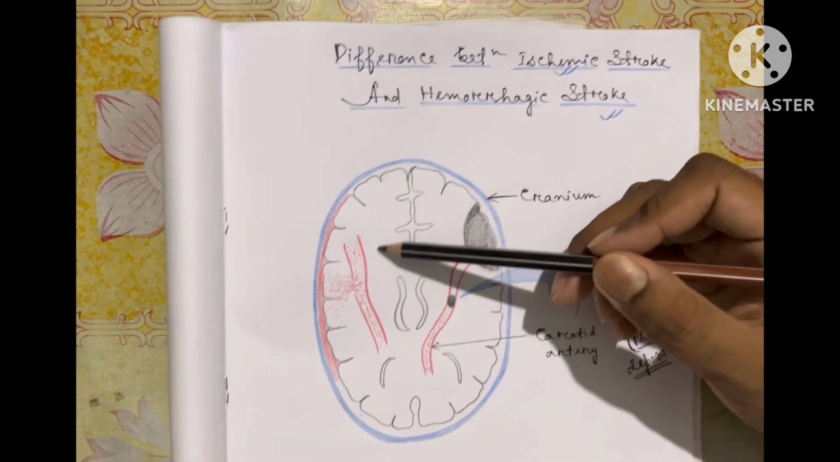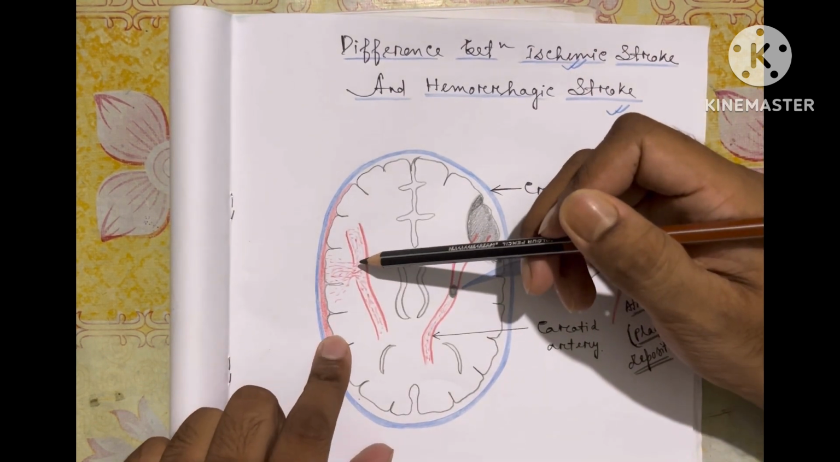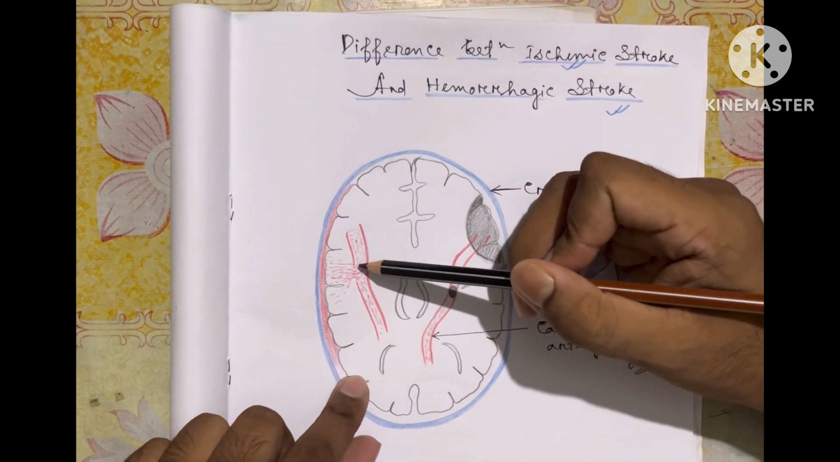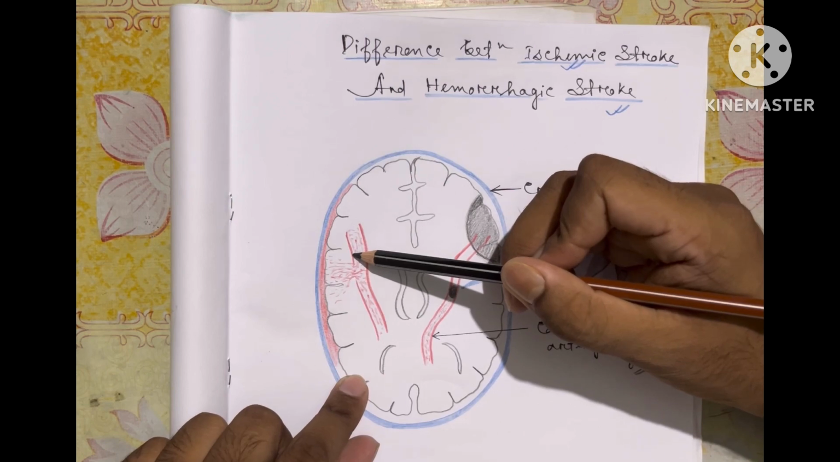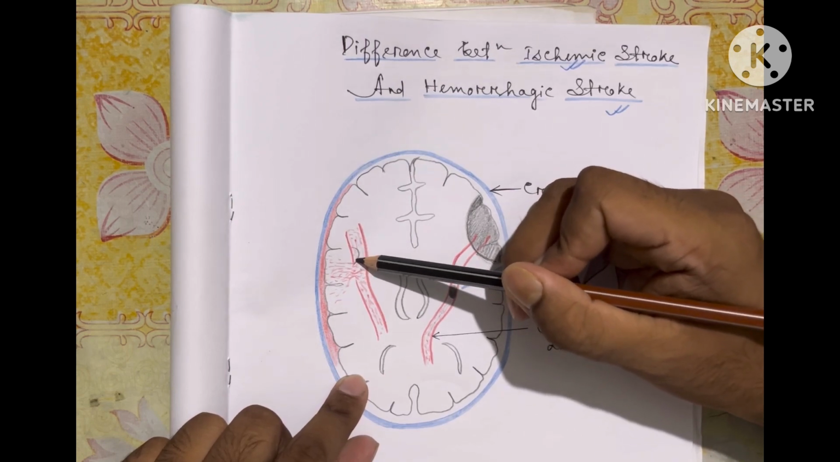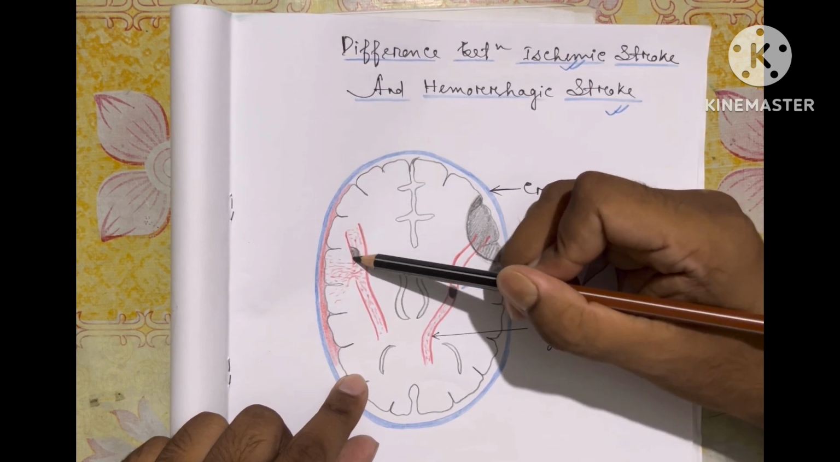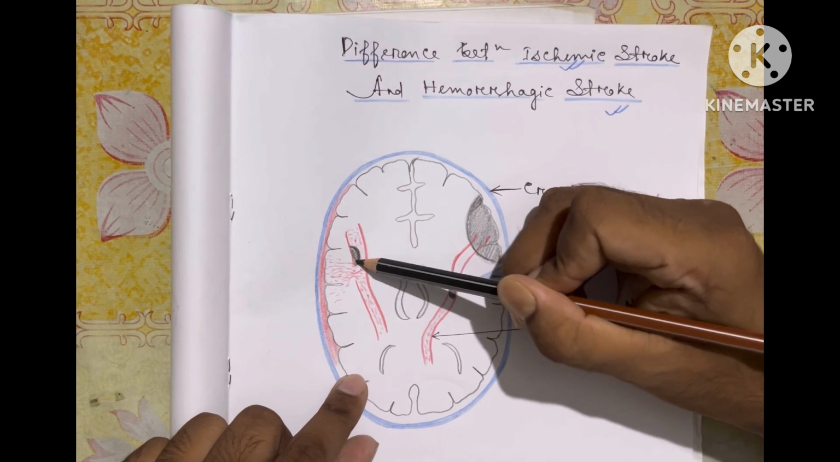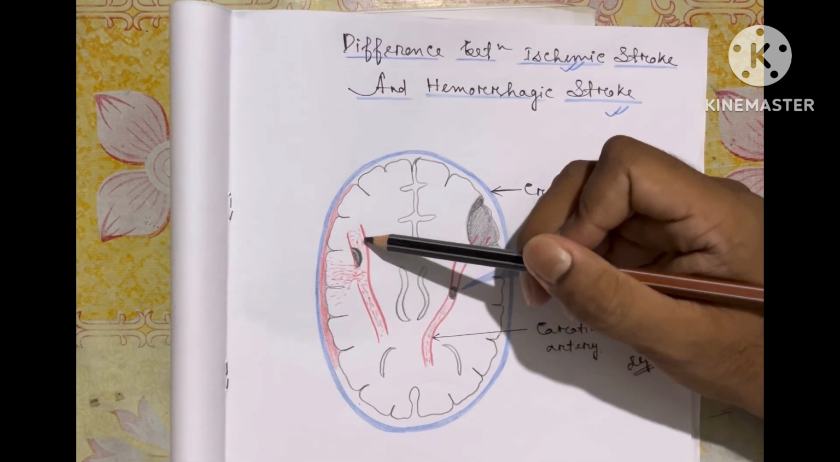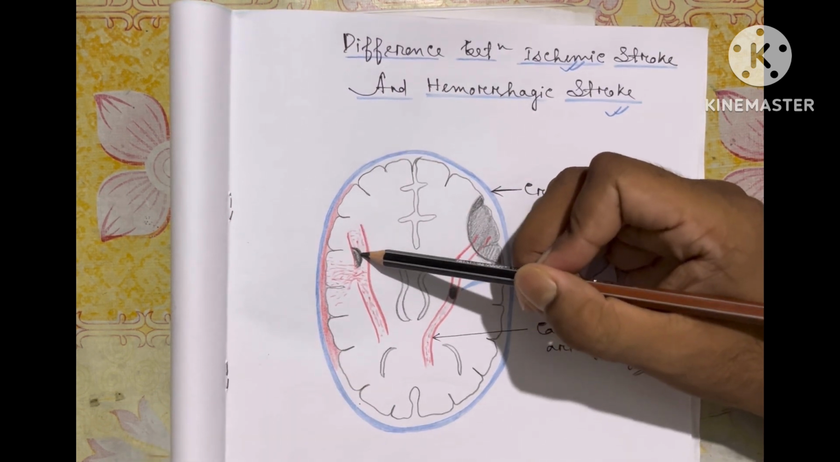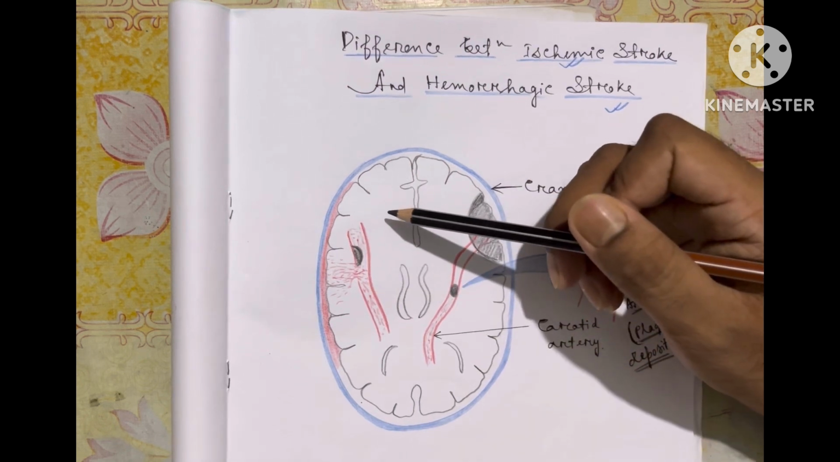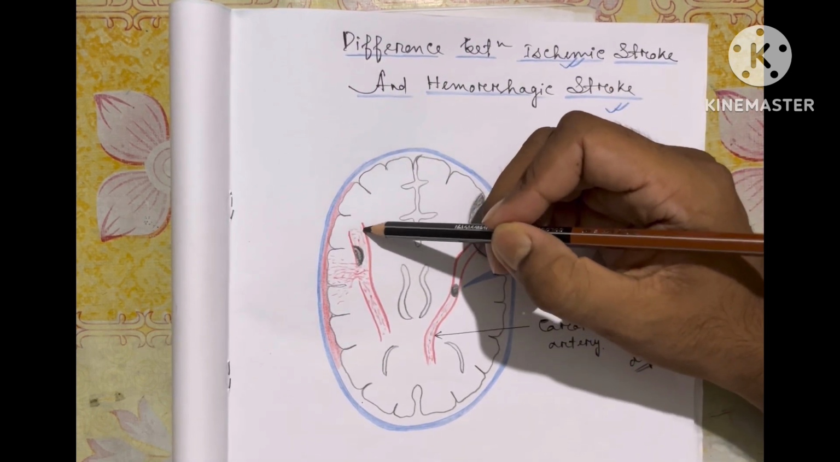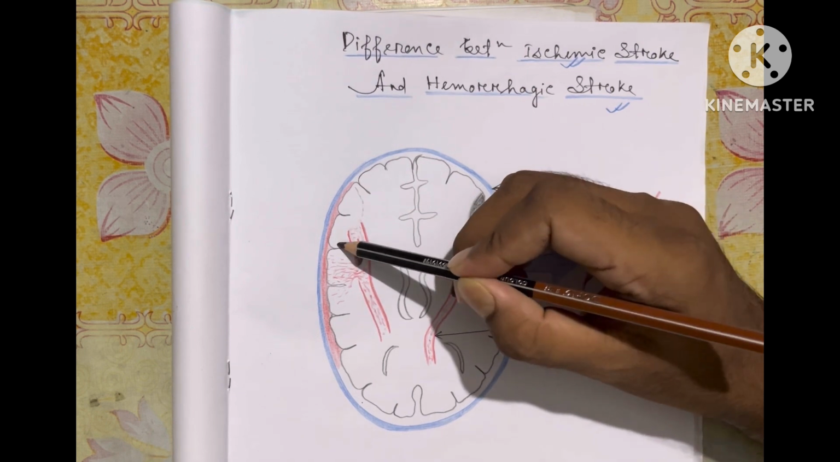Next one, hemorrhagic stroke. What happens in hemorrhagic stroke? If there is a partial blockage over here in our artery or carotid artery, then what will happen? Our blood cannot freely move through that space towards the next destination. For example, this artery is intended to supply blood to this region.